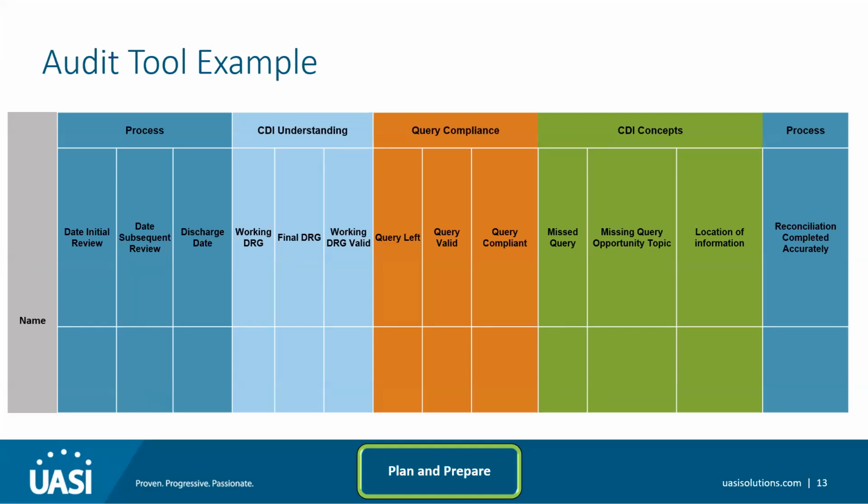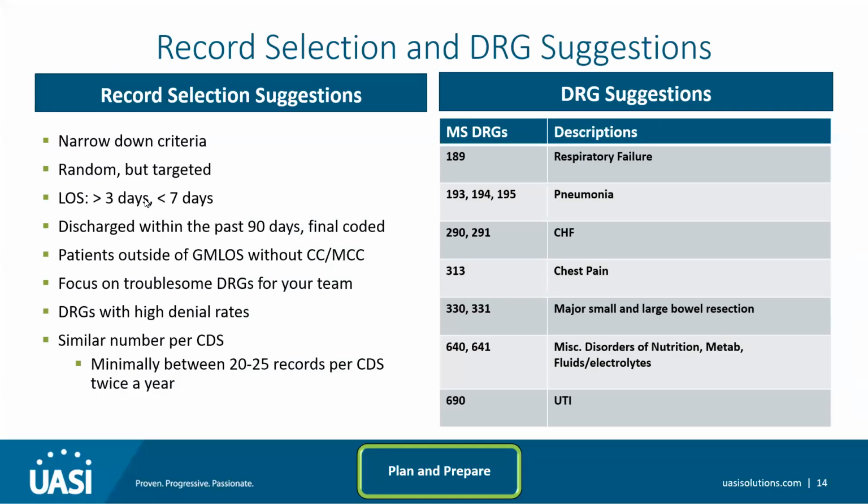And then again, at the processes, if you do a reconciliation process, was that completed accurately? Especially if you are doing financial impact, it's really key that that is done accurately to represent your number. So that's just an example of a tool that you could use.